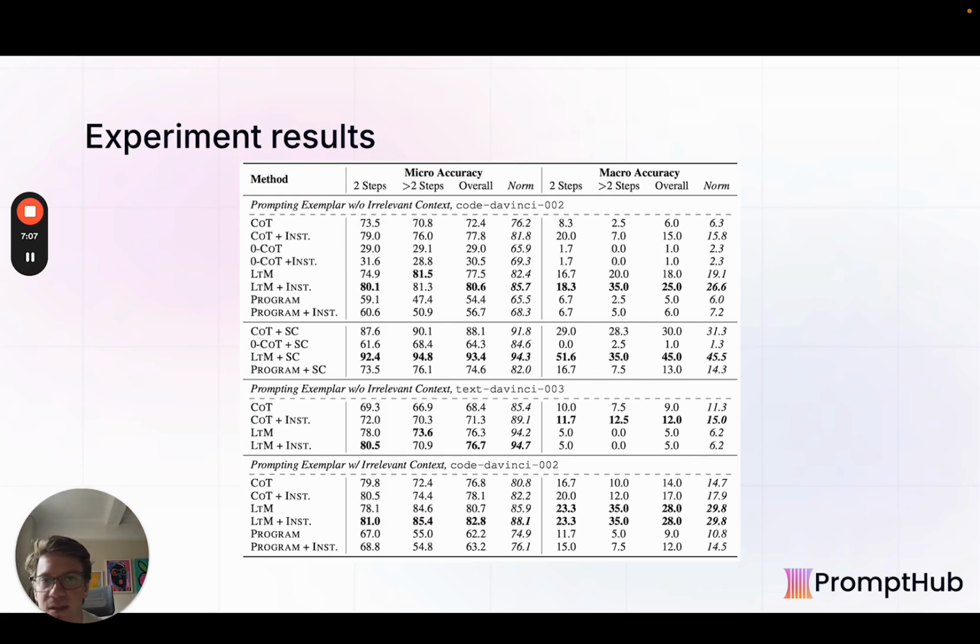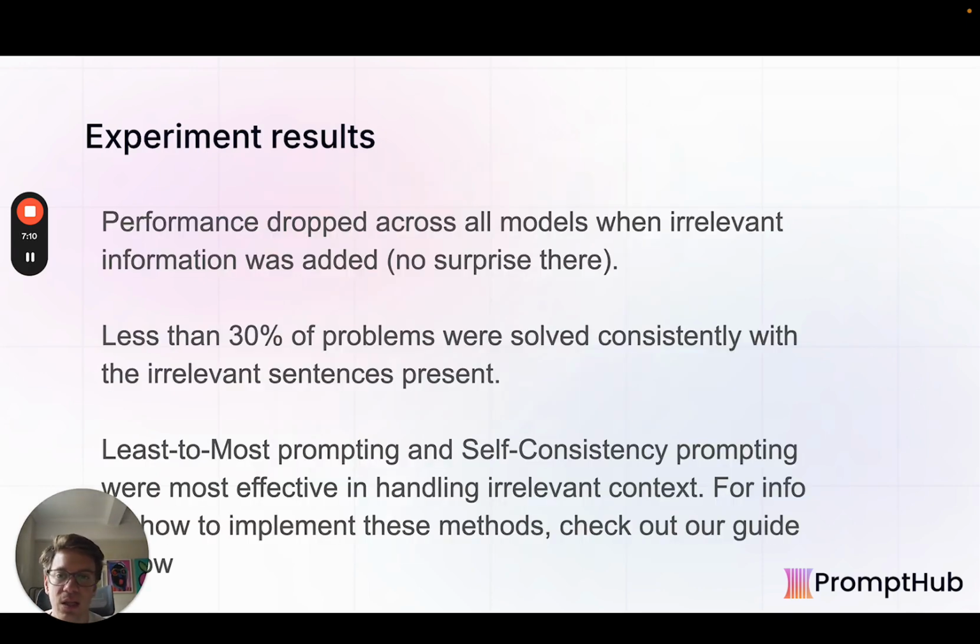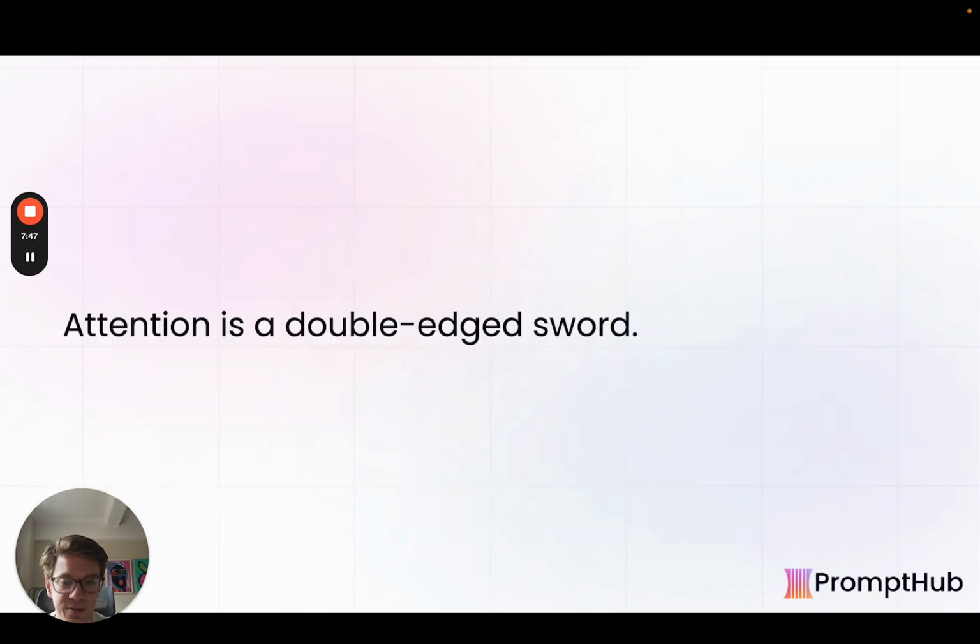We have an extended analysis of the results in our blog post, but the headline was that performance dropped, obviously, as you'd expect, when irrelevant information was added. Less than 30% of the problems were solved consistently once those irrelevant sentences were present. Least to most prompting and self-consistency prompting were the most effective in handling this irrelevant context. We have guides for those two specific methods. But both of them rely on doing multiple LLM calls. Least to most breaks it down into multiple explicit reasoning steps, and self-consistency takes a single prompt and runs it many times to pick the most consistent answer.